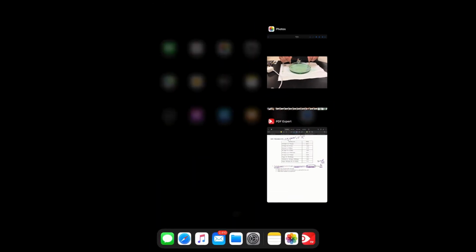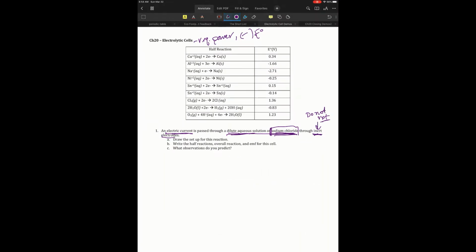All right. So now let's doodle our cell. So we have a Petri dish. And here we have one electrode. Here we have another electrode. And these are connected to a battery, right? And we have our solution in there. All right, that's it. Now let's go check for our observations.